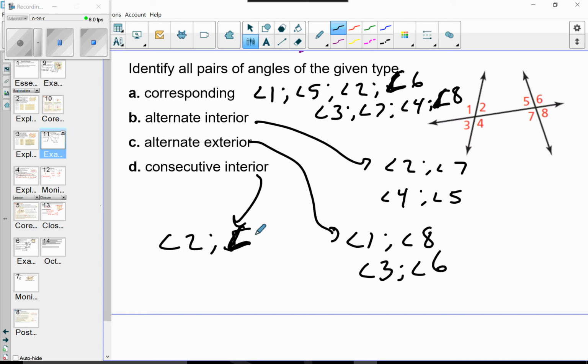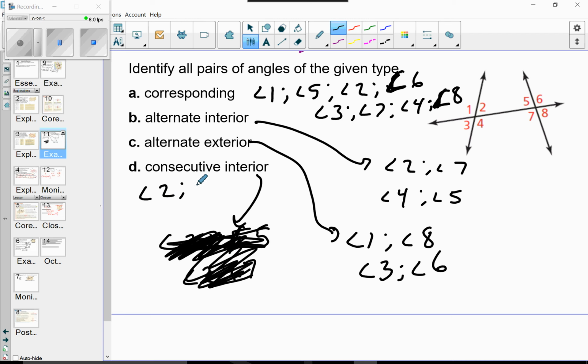2 and 5. And 4 and 5. Sorry, 2 and 7. Ignore. Hold on. Erase. I was right the first time. I'm getting tired here. I was right with 2 and 5. I don't know why I'm thinking of a different pair. So 2 and 5 and 4 and 7.